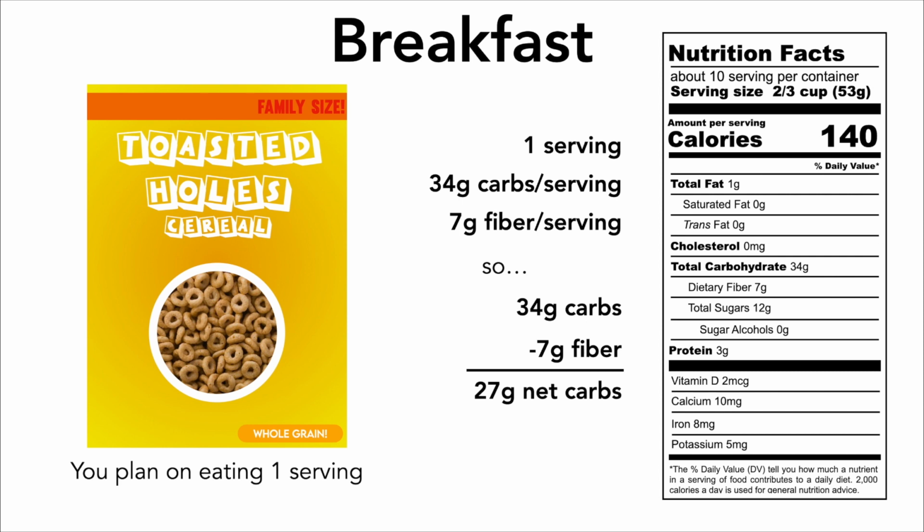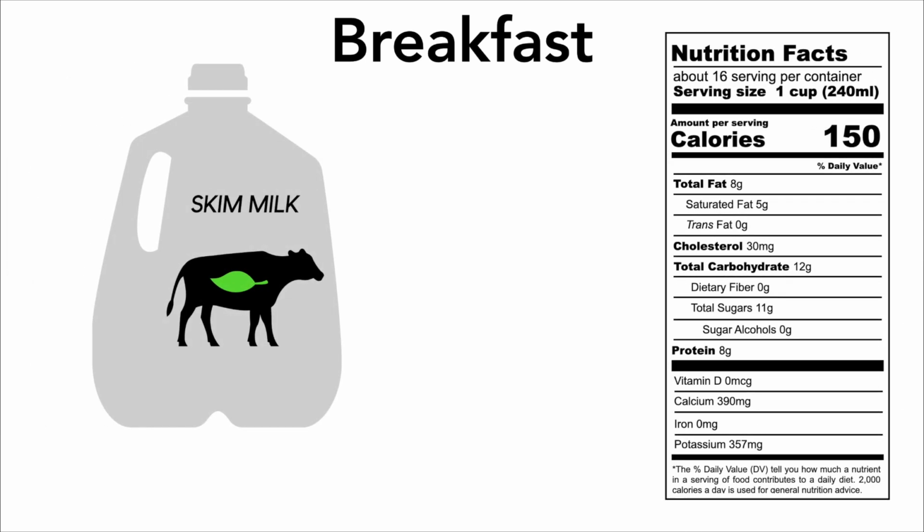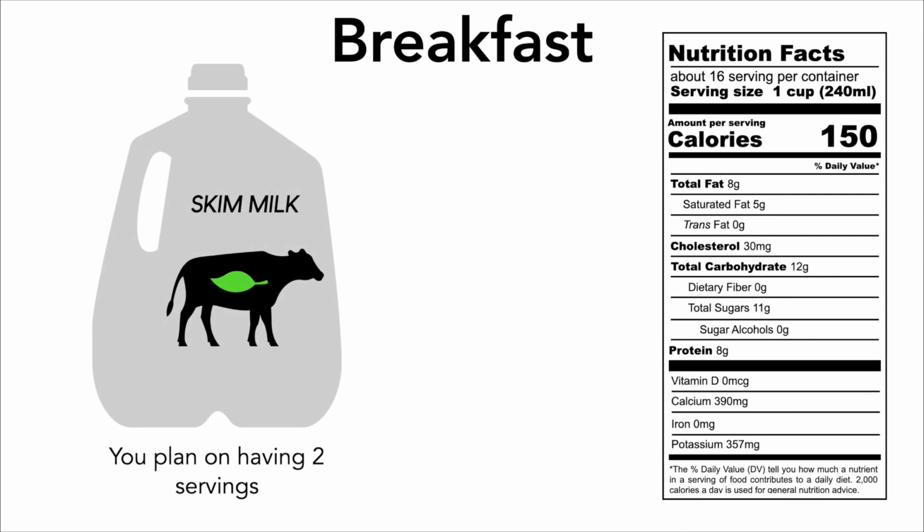Now, of course you don't want to eat this cereal dry, so let's add some milk. Here's the nutrition label, and you are planning on having 2 servings of milk, one in the cereal and one just to drink. Go ahead and calculate the number of carbs in 2 servings of milk.